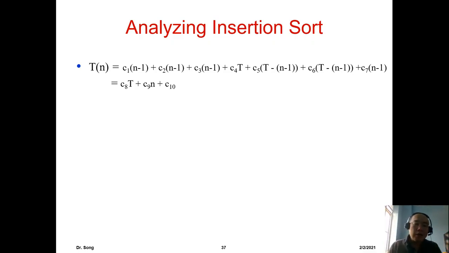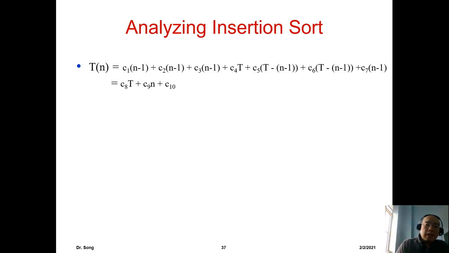I don't know if C1 is greater than C2 or slightly smaller than C2, it doesn't really matter because they are constant values. So how about I just massage this and then put them into this case. So what is C8? Well, C8 is a constant value. It could be the sum of C1, C2, C3. I don't want to know.